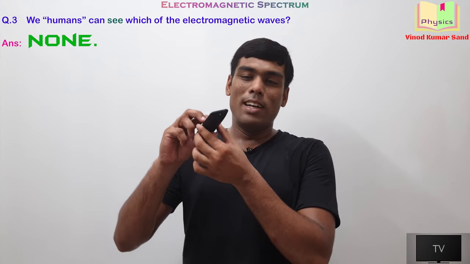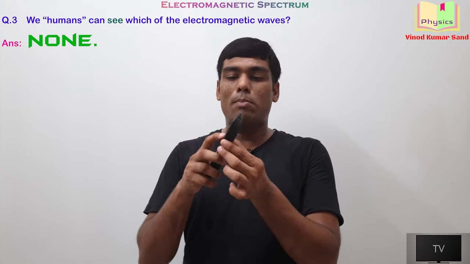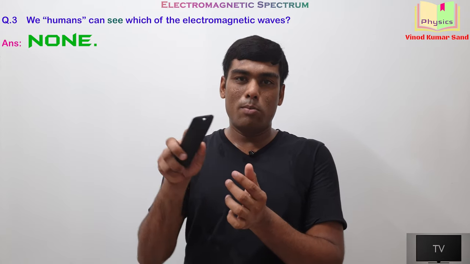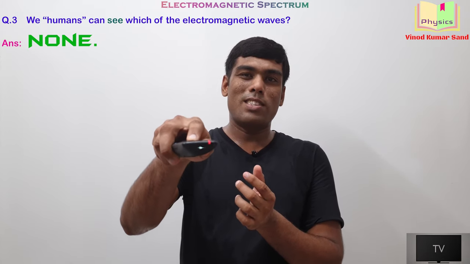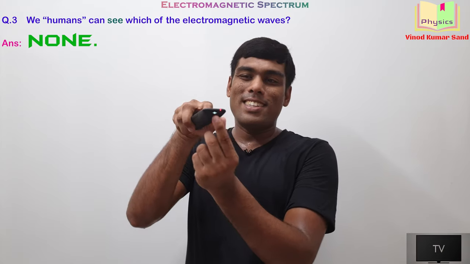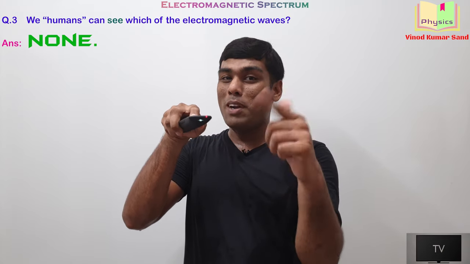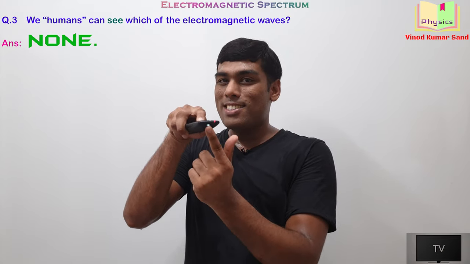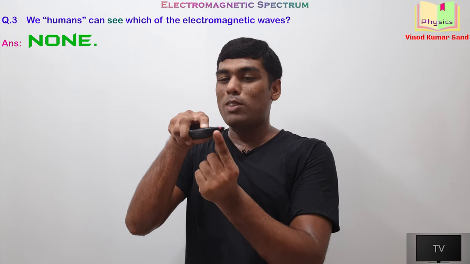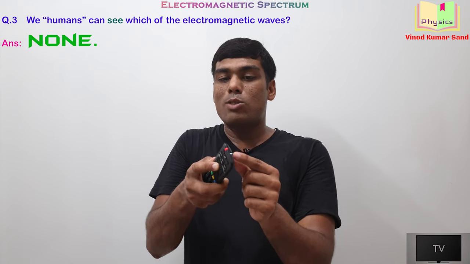I'm doing that. Pay attention. I'm pressing a button on the remote. Now, do you see something in this LED light? Actually, the camera, my mobile camera, can sense the infrared coming from this LED. Mobile camera can sense both things.